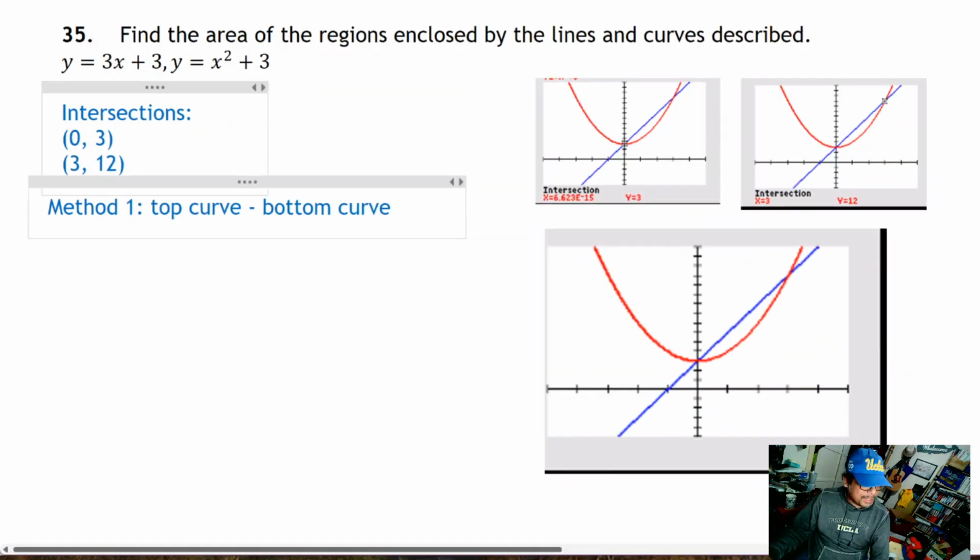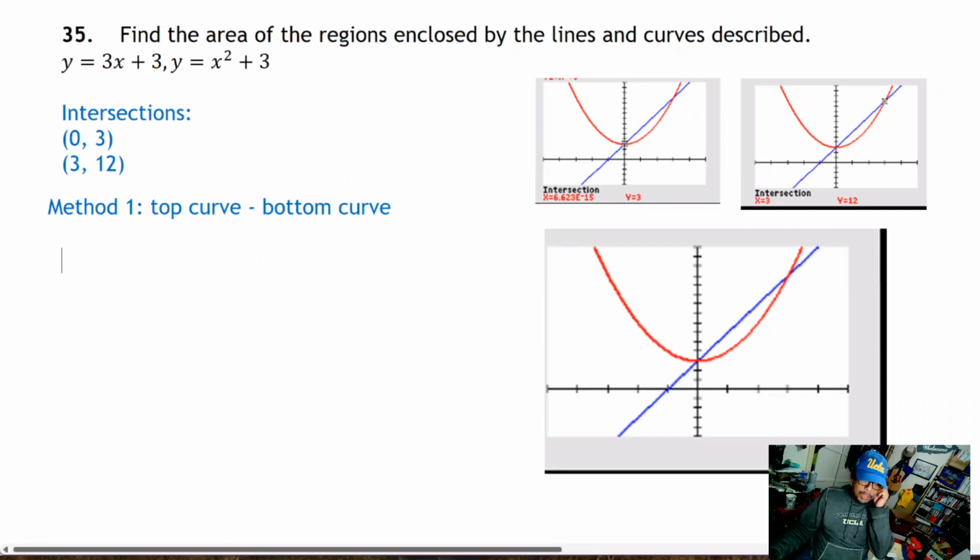So based on what I'm seeing, the x minimum is 0 and the x maximum is 3. So when we do method 1, which would be top curve minus bottom curve, we're going to use 0 and 3 as my x min and my x max. Notice that the blue curve is always on top of the red curve, and that's going to signal to me that I can use this method.